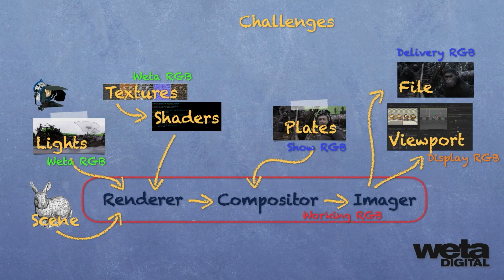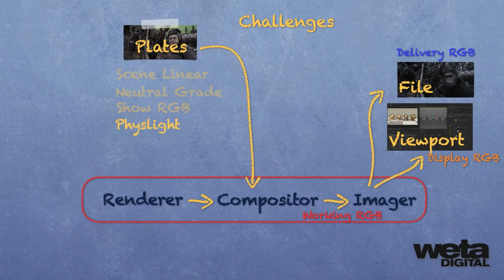Another challenge is dealing with plates that already have PhysLight imaging applied. If you recall the pipeline overhead diagram from before, you will see that we need to handle this during compositing. And obviously we don't want to double correct these plates. To handle this case, image plate textures have their imaging inverted via an inverse imaging transform if needed. This, combined with our other conversions, will bring the plates into our working RGB space so that they are ready to be composited into the rendered scene.